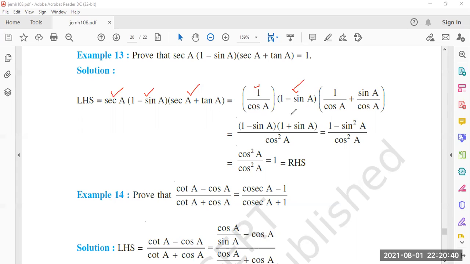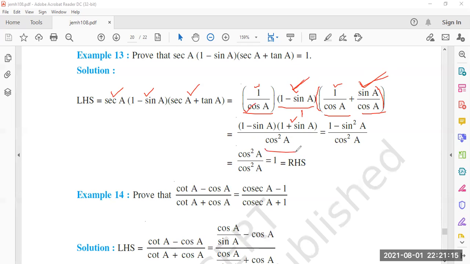Then 1 minus sin a. Now here we have 1 minus sin a in the product. And how are we getting 1 plus sin a? Here cos a is in the denominator, here the denominator is 1, and for this particular bracket the denominator is cos a. So if you take the common denominator, what do you get? 1 plus sin a in the numerator. So already there is 1 minus sin a, and here 1 plus sin a, and in the denominator cos a here and here also cos a.